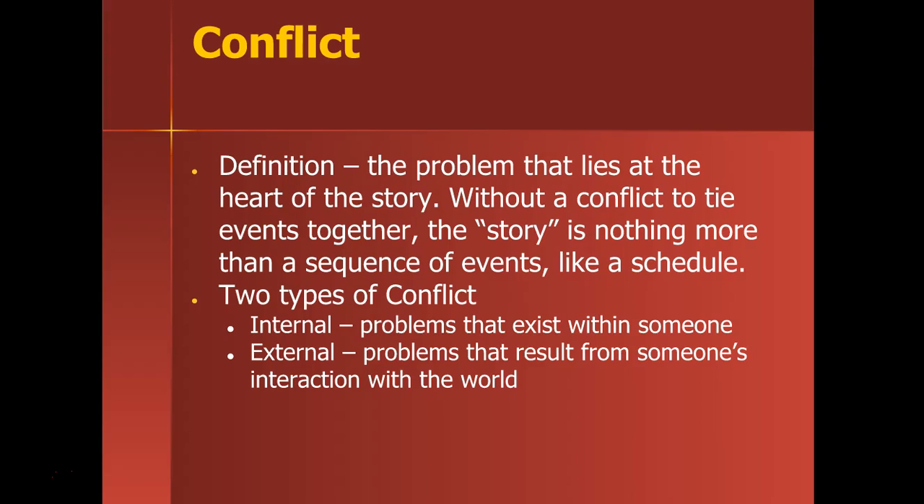I've already touched on it, but the second major element of a narrative is a conflict. Conflict can have several definitions. We'll use the problem that lies at the heart of a story. One of the more important things to know is that without a conflict to tie events together, your story is nothing more than a sequence of events, like a schedule. Perhaps like listening to a very young child tell about what happened in a day, but they're not necessarily making a point. It's just a retelling of what happened in order.